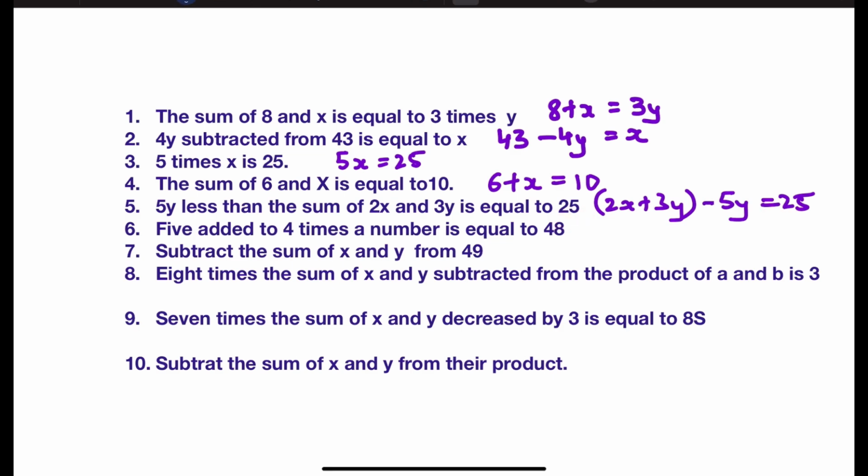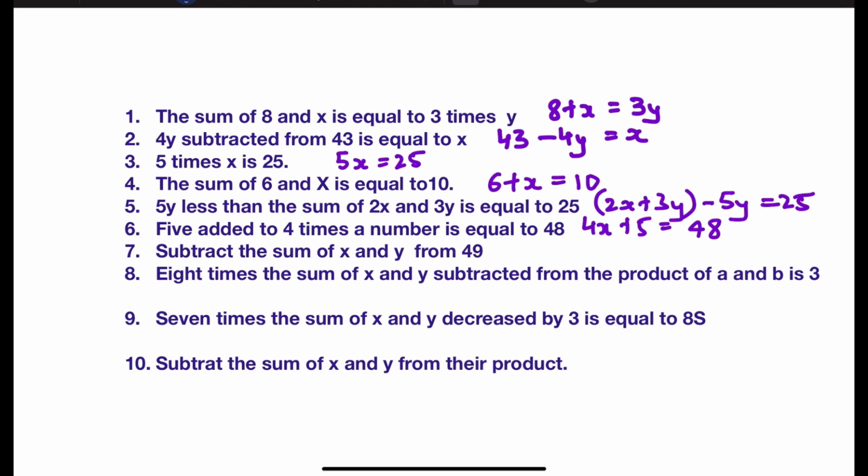Next one, 5 added to 4 times the number is equal to 48. Okay, 5 is added to 4 times the number. Now in this case you will say, can I write 5 plus 4x is 48? Yes, that can be written, but I like this form because when we do subtraction, we do it in this manner, so it is better to follow this. So whatever is added, write it after 4x, like 4x plus 5. Of course it means the same thing, but I would like you to use this better form.